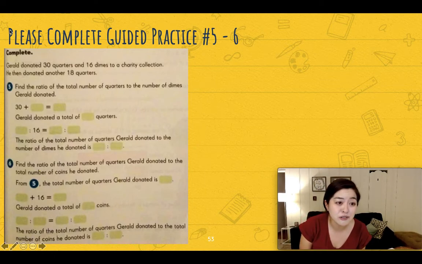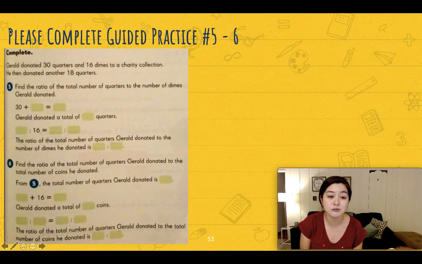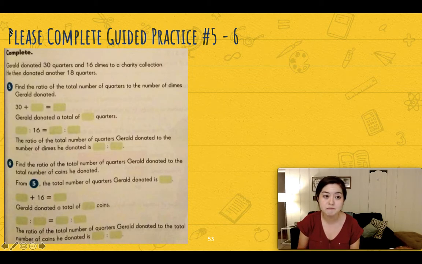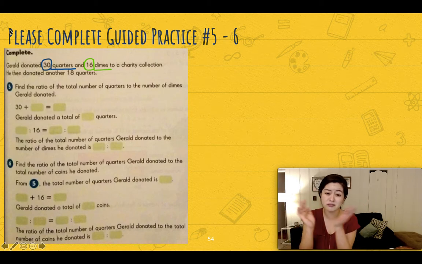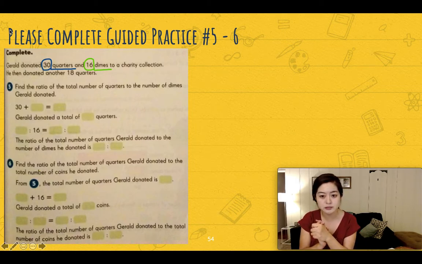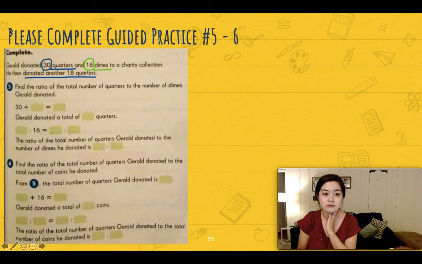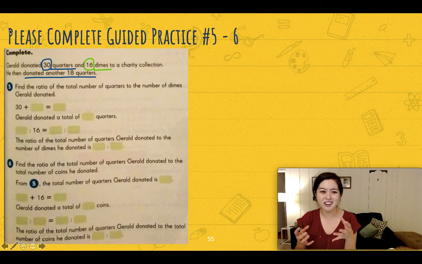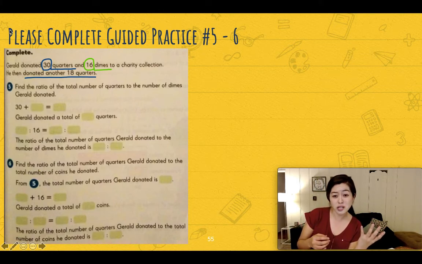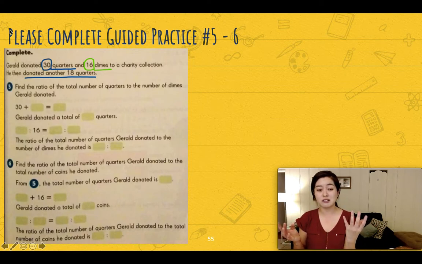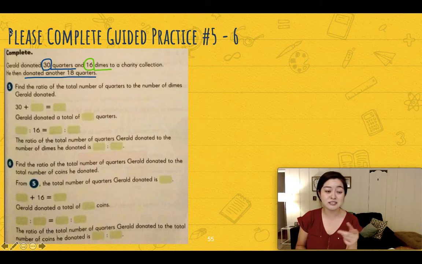It says, Gerald donated 30 quarters and 16 dimes to a charity collection. He then donated another 18 quarters. Okay, so first, let's look at the first sentence, just to wrap our minds around the information that's given. So there's 30 quarters, there's 16 dimes. Then it says he donated another 18 quarters. So what changed? The number of quarters he donated or the number of dimes he donated? It's the number of quarters he donated, right? Okay, so let's look at number 5.